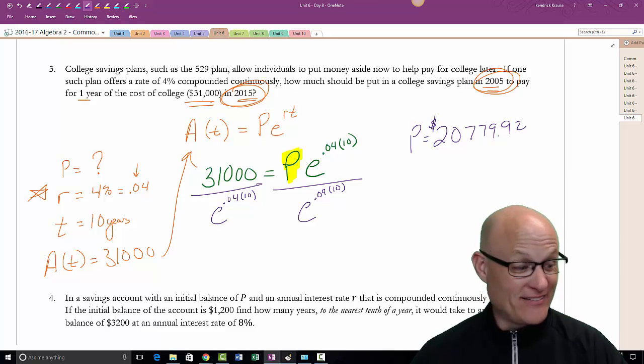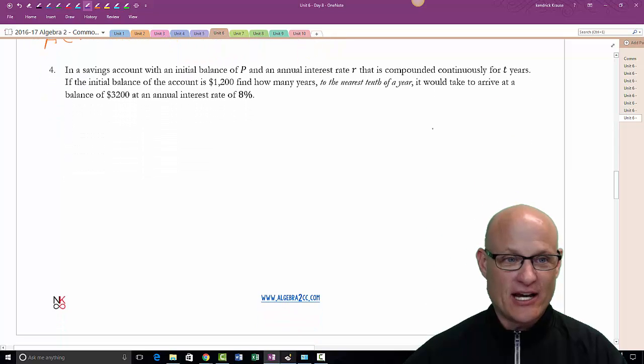Whew. College is not cheap, kids. College is not cheap. Start saving as much as you can now.